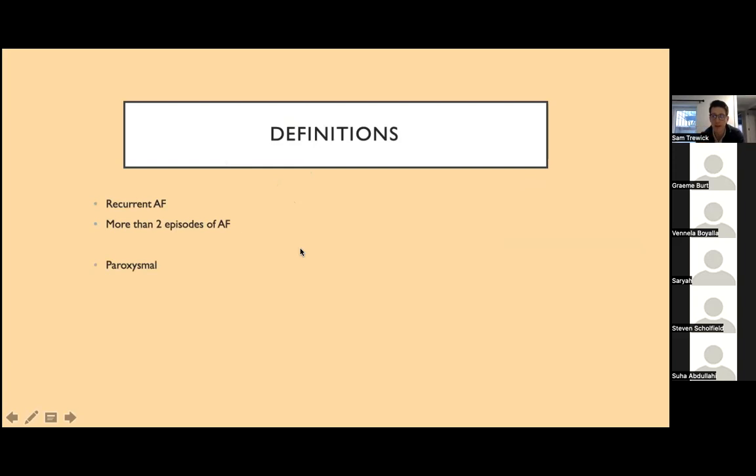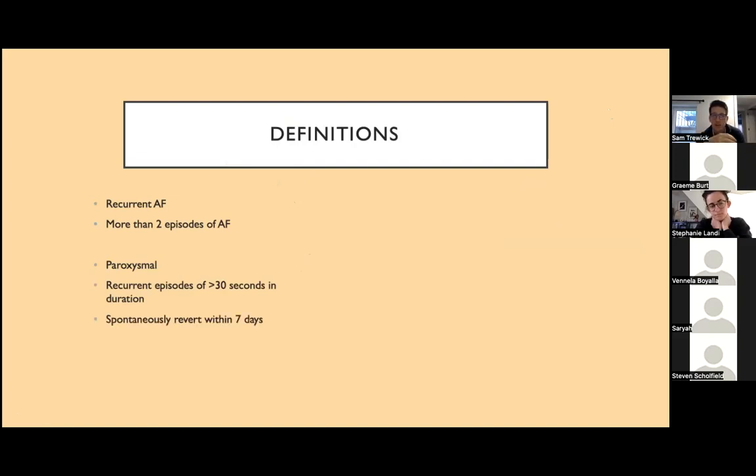What about paroxysmal AF? Can anyone tell me what that means? Not there all the time. So I wasn't sure if you meant that was me talking, or you were talking about AF. But yeah, that's right. So you get recurrent episodes of more than 30 seconds in duration. But importantly, they have to spontaneously revert within 7 days to be considered paroxysmal. So longer than 30 seconds, but less than 7 days.